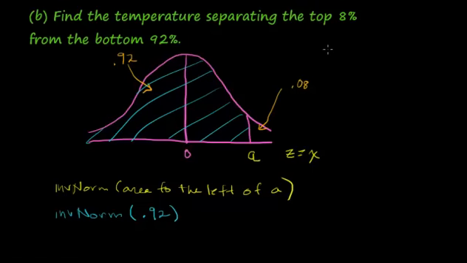Okay, what we're finding for this particular problem is the probability that x is less than some value of a. That's the same thing as the probability that our z is less than some value of a, because they're the same thing in this case. And that we know is 0.92. What we're trying to find is what is a.